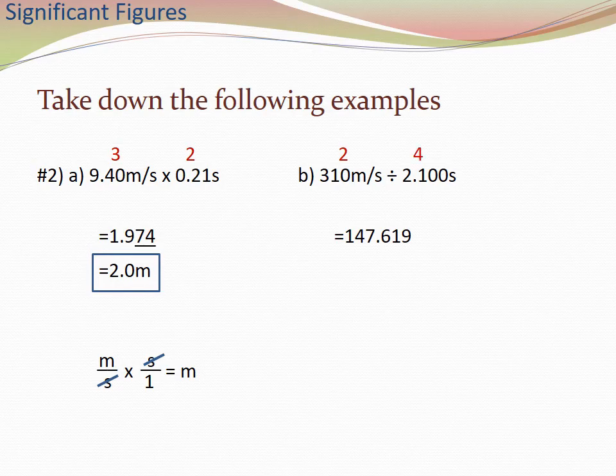When I ran through my calculator, it said the answer is 147.619. I have 2 sig figs and 4 sig figs. 2 is smaller than 4, so my answer again is only allowed to have 2 significant figures. So I will keep the 1 and the 4. The 7.619 will be rounded off. So the 1.4 will become 1.5. So 147 then becomes 150 meters per second squared, which could also have been written as 1.5 times 10 to the 2 meters per second squared.